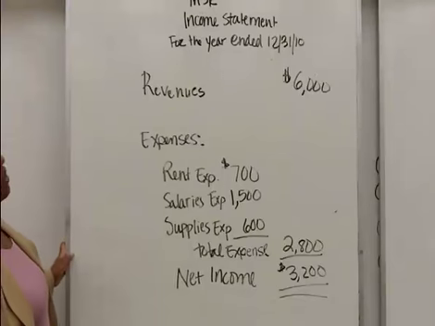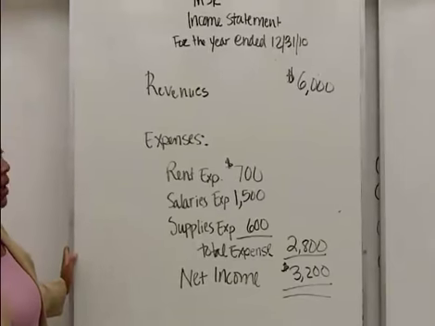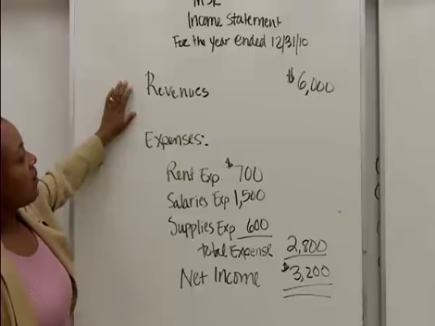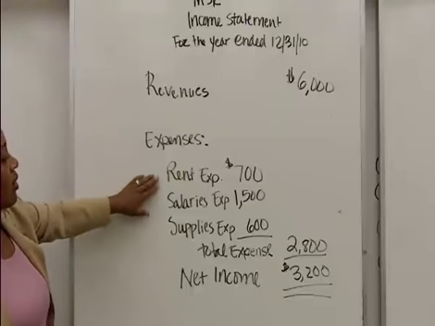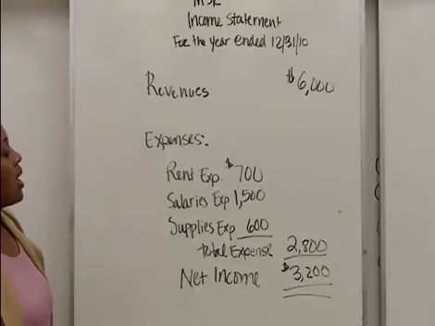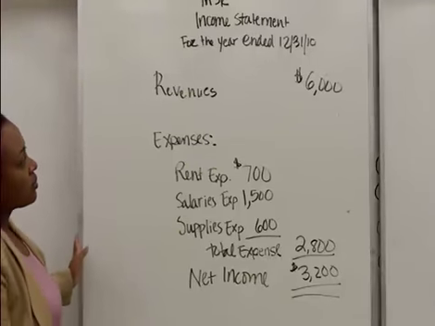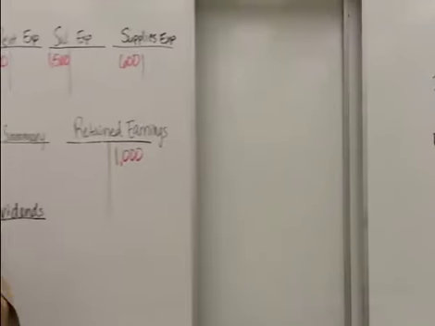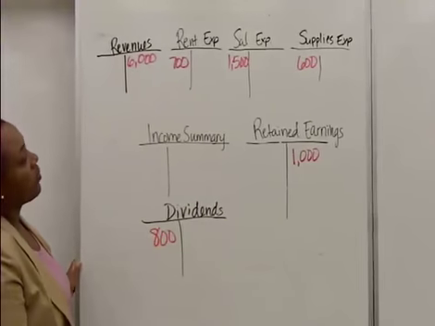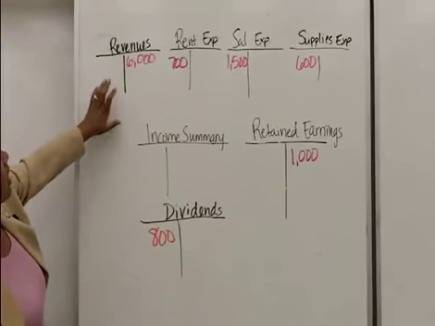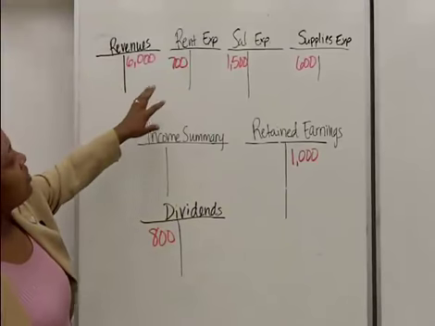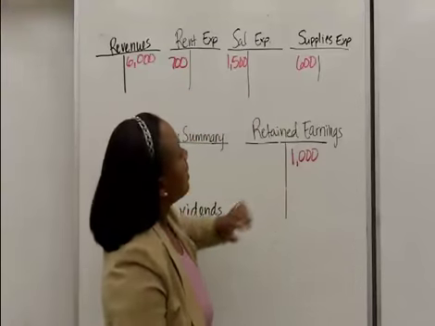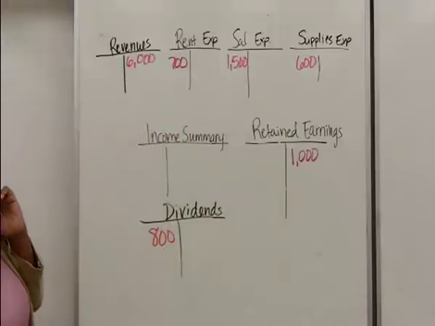Now, in terms of our temporary accounts, that's what we're going to close out. Revenues is an example of a temporary account. Expenses, all the expense accounts are an example. So what we're going to do is close out those accounts first. To do this, what I recommend you do is use the general ledger, or you can create T accounts for your temporary accounts. And here you'll notice I have a T account for revenues, rent, salaries expense, and supplies expense, all from the income statement.